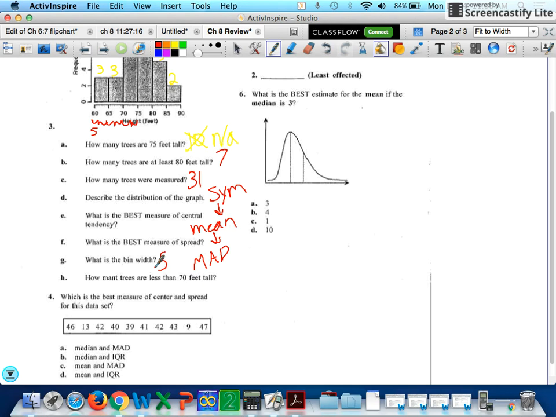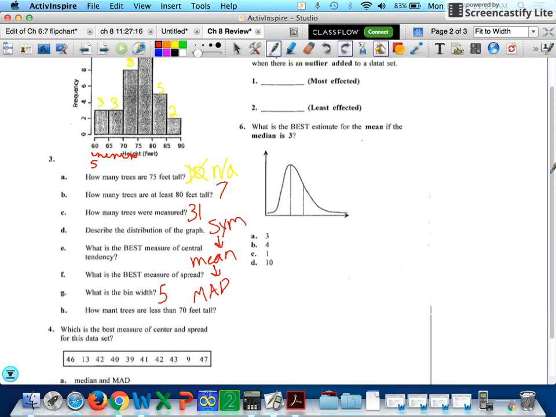H is a good final question. There's a typo in it, but you can still figure it out. How many trees are less than 70 feet tall? Less than 70 feet. So here's our cutoff right here at 70. And we want to know how many trees are less than that high. So we need everything to the left of it. Everything to the left means 6, 3 and 3.